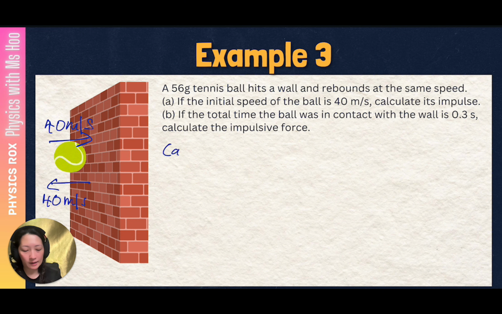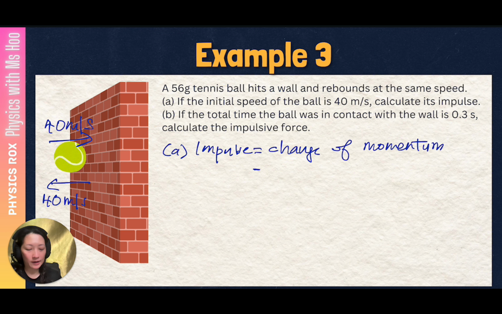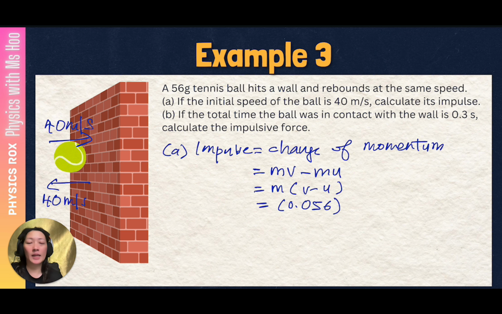So to calculate the impulse, all we need to do is take the change of momentum. Now the change of momentum is the final momentum minus the initial momentum. I'm going to take m out as a factor because it just makes it easier for substitution. Now they've given us the mass here as 56 grams. Again, I would prefer to write it in kilograms, so I'm going to convert the mass to kilograms. That's why I'm writing the value here as 0.056, which is in kilograms.